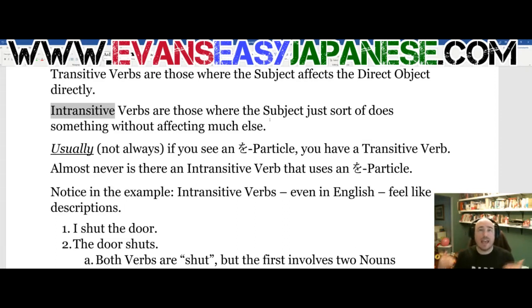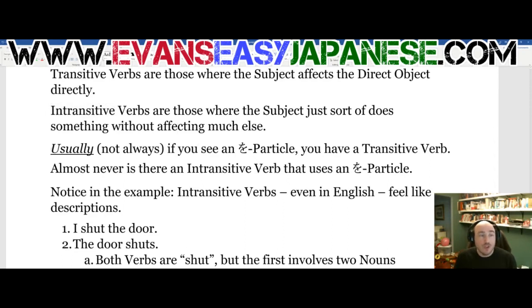So I am in the chair. Being in a chair isn't me affecting the chair whatsoever. I am in Ohio. I'm not really affecting Ohio, really. Other intransitive verbs might be, we're gonna have examples, and I'm gonna use the one that I always use. The door is shut, or the door shuts. How about that? The door shuts.